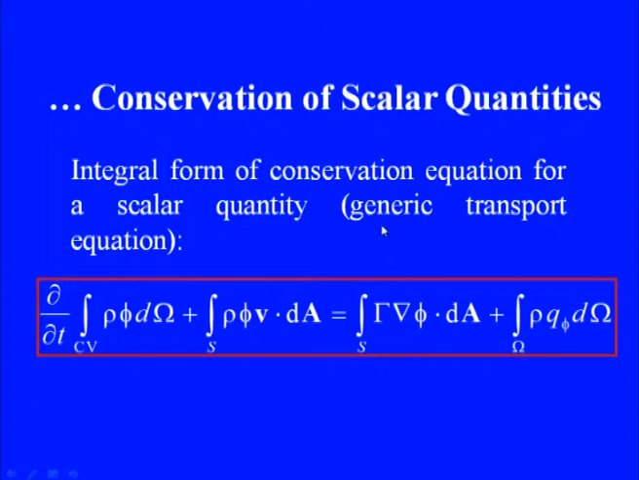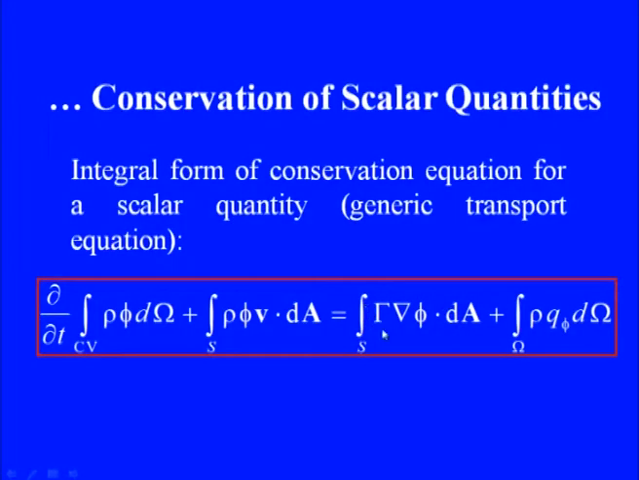So, we can also call it the generic transport equation: del by del t of rho phi d omega plus surface integral of phi times rho v dot dA is equal to surface integral of gamma times gradient of phi dot dA, plus integral of rho times q phi d omega. Now, this gamma times gradient of phi we have put here assuming that q can be represented in terms of a diffusion coefficient gamma and gradient of a scalar quantity phi.